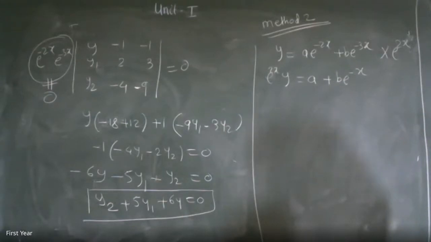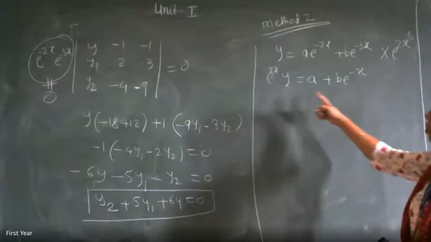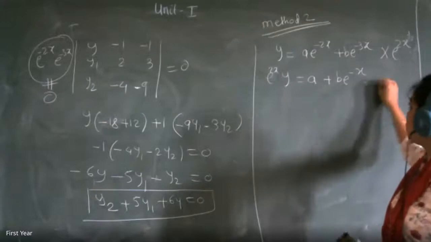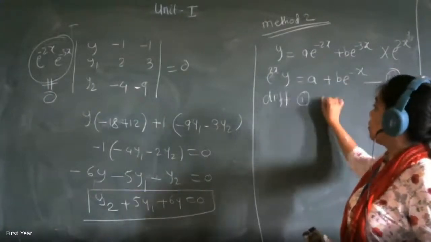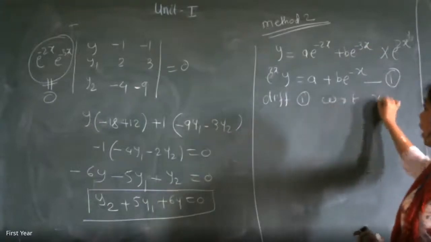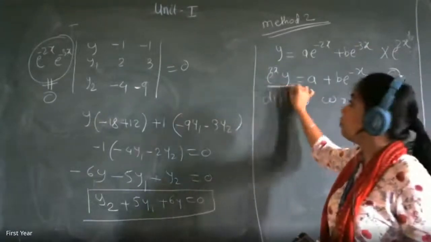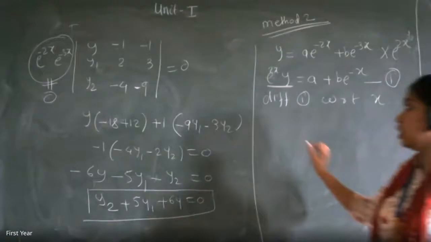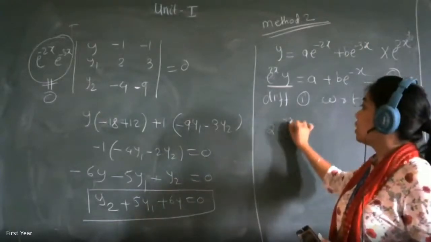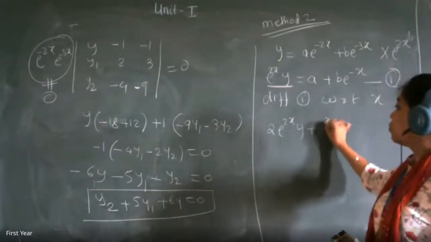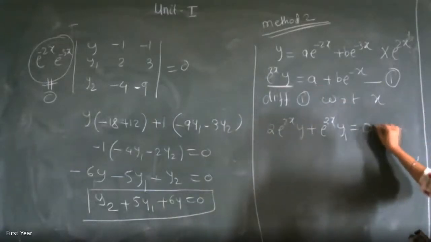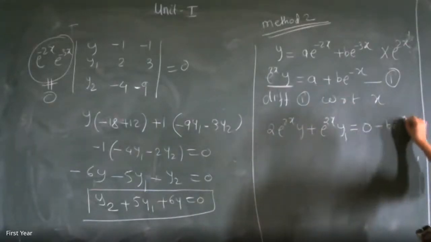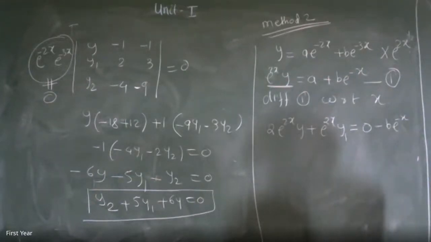Everyone, समझ में आ रहा है ना? हाँ. Yes, so now we will differentiate. This is equation 1. So differentiate 1 with respect to x. You will get, यहाँ पे आपको u into v को use करना पड़ेगा. That you have to be careful of. So it is 2 e raised to 2x y plus e raised to 2x y1 is equal to derivative of a is 0 minus b e raised to minus x.